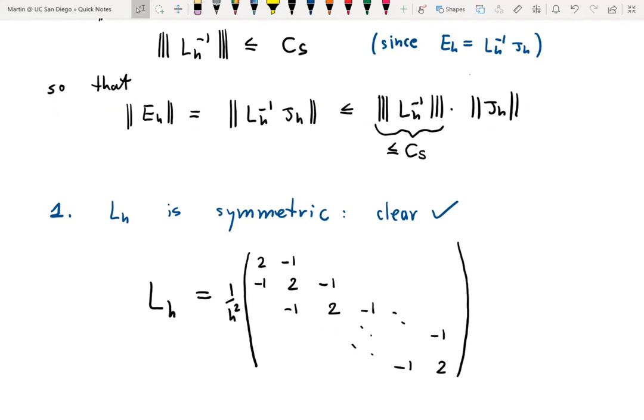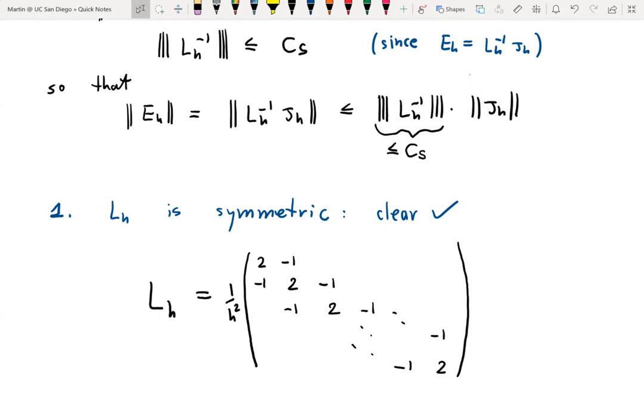The first property we show is that LH is symmetric. In fact, it's pretty clear. We have this matrix with 2's on the main diagonal. We have entries -1 on the upper and lower diagonal. And that tridiagonal symmetric matrix is multiplied by 1 over h squared. So in particular, the resulting matrix LH must be symmetric.